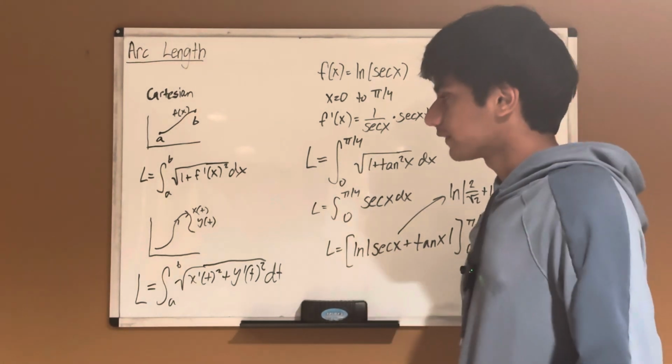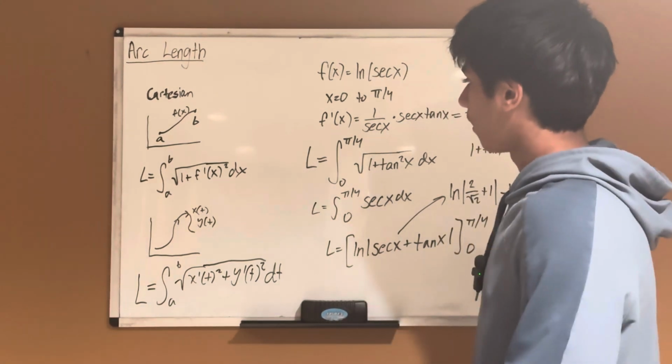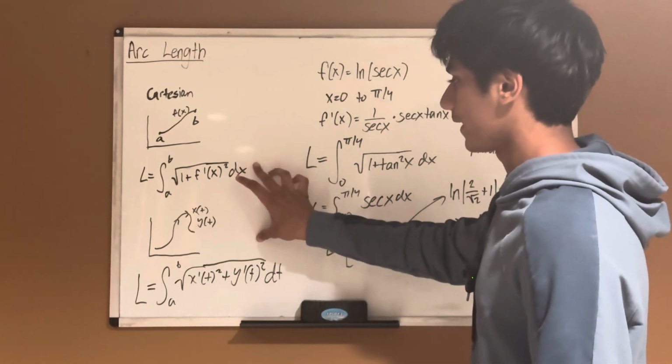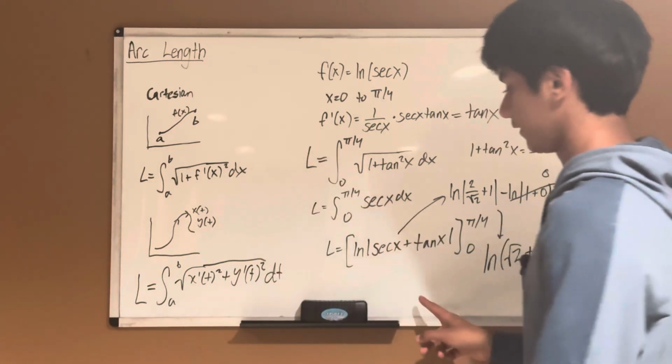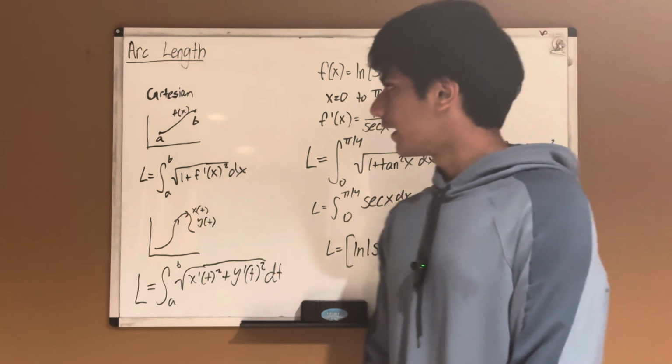Okay, so that's how we do arc length, and it's pretty simple. All you have to do is remember the formulas, and the process is just take the derivatives, plug them into the formulas, and evaluate for your final answer. And yeah, that's how you do arc length.